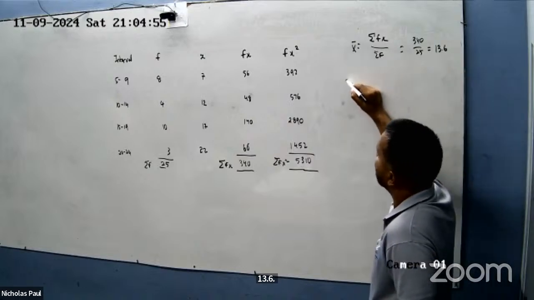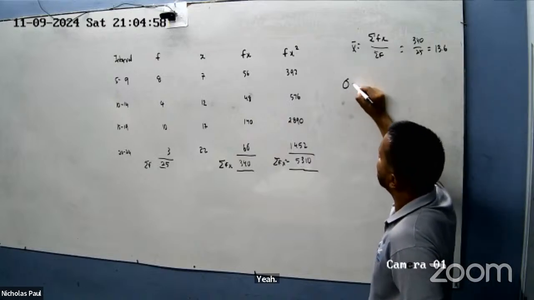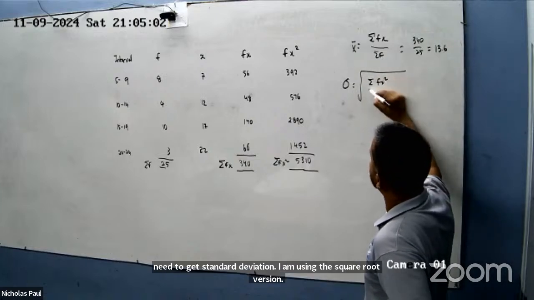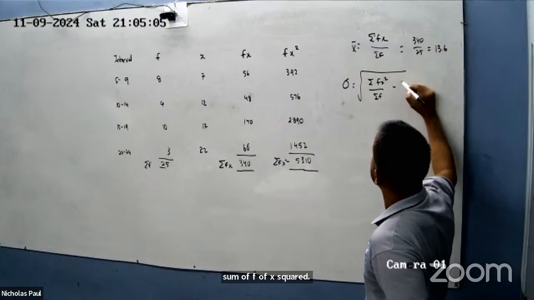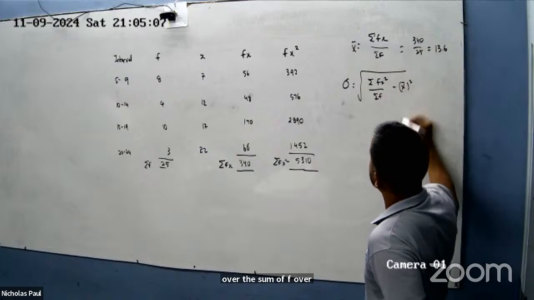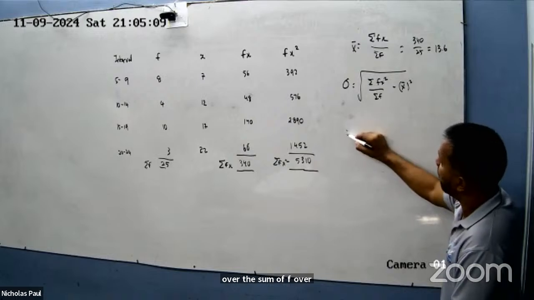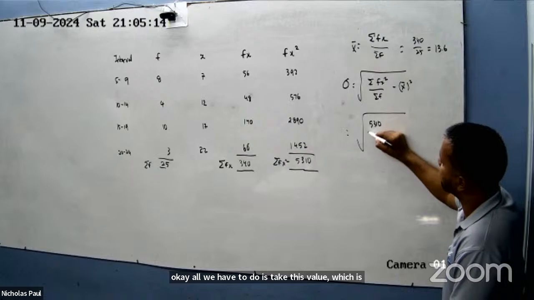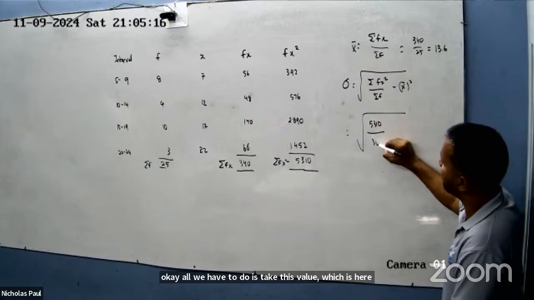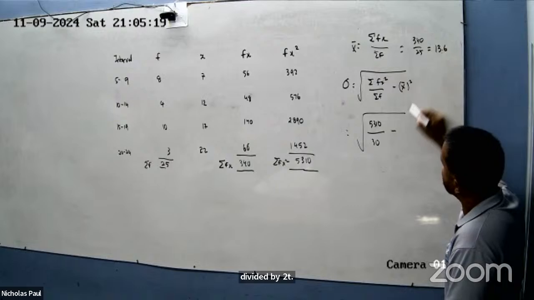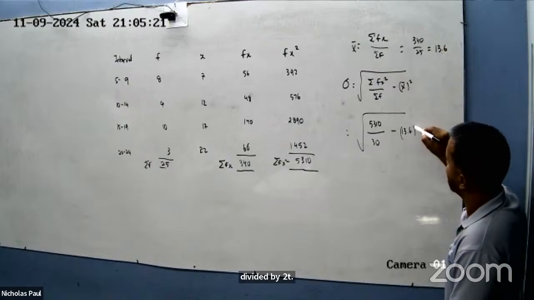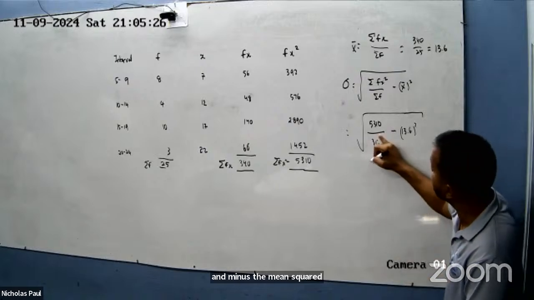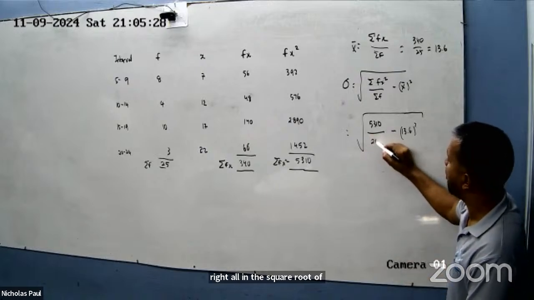Next, we need to get the standard deviation. I am using the square root version: the square root of the sum of f of x squared over the sum of f, minus x bar squared. So all we have to do is take this value, 5310 divided by 30, and minus the mean squared, all in the square root.